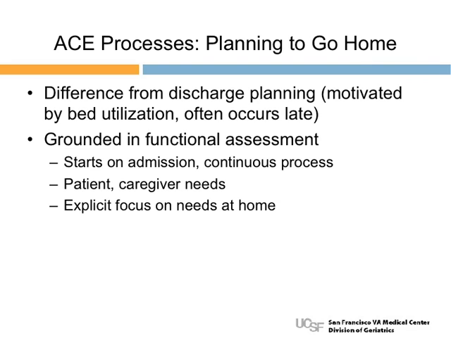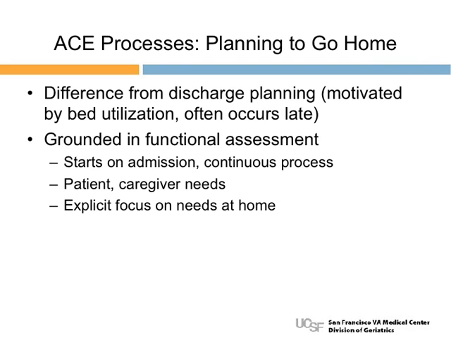The other part of ACE is what is often called planning to go home. This is intentionally called planning to go home instead of discharge planning. It's meant to invoke some cultural change. Discharge planning is about reduced length of stay and freeing up the hospital bed. Planning to go home is about what the patient needs when they go home. So it's not motivated by bed utilization, which often comes late, but by thinking about what the patient needs, which actually starts at the beginning of a hospitalization.